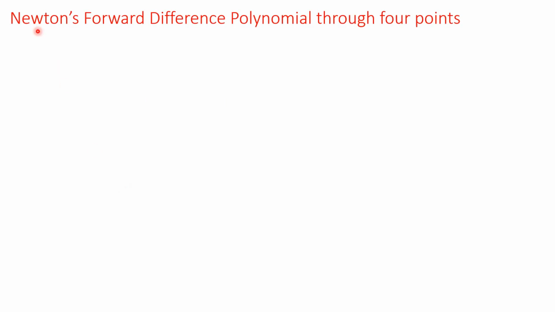For Simpson's 3/8 rule, we need Newton's forward difference polynomial which passes through 4 points. In the trapezoidal rule, we use Newton's forward difference polynomial which passes through 2 points. For Simpson's 1/3 rule, we use one which passes through 3 points. And now for Simpson's 3/8 rule, we are going to use one which passes through 4 points. So suppose we have 4 points, x0, y0, x1, y1, x2, y2 and x3, y3. Our polynomial passes through these 4 points.